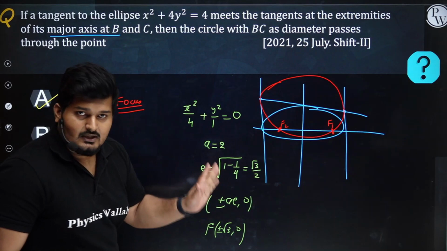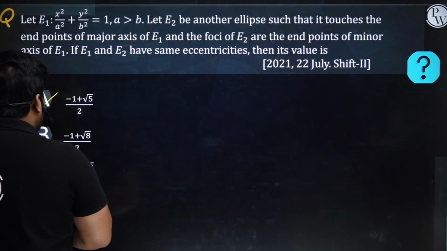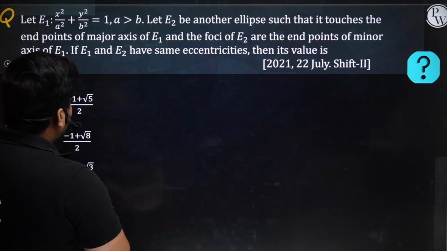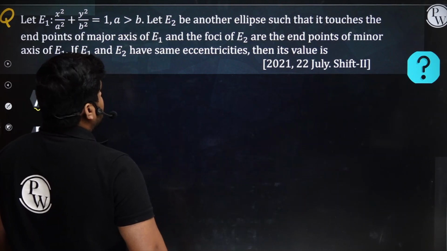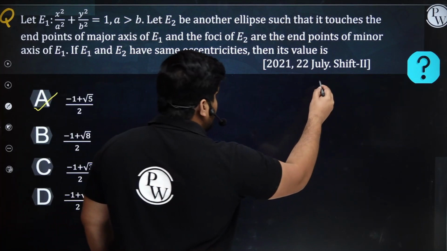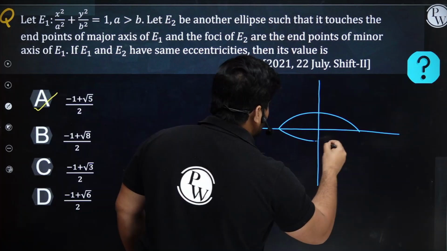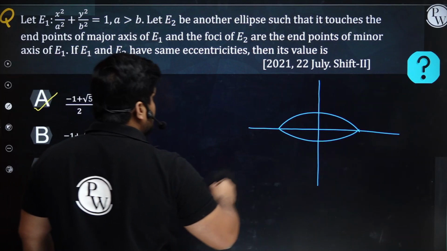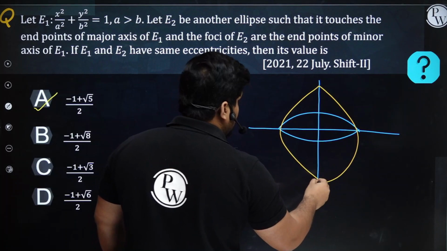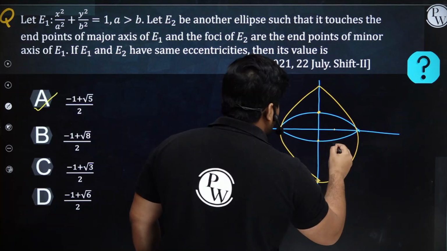Here is the problem: let a greater than b, and let E2 be another ellipse such that it touches the end points of the major axis of E1, and the foci of E2 are the end points of the minor axis of E1. Okay, let's draw it. So this is one ellipse, and the other ellipse is something like this. This diagram is not proper, but let it be. So this is E1 and this is E2.